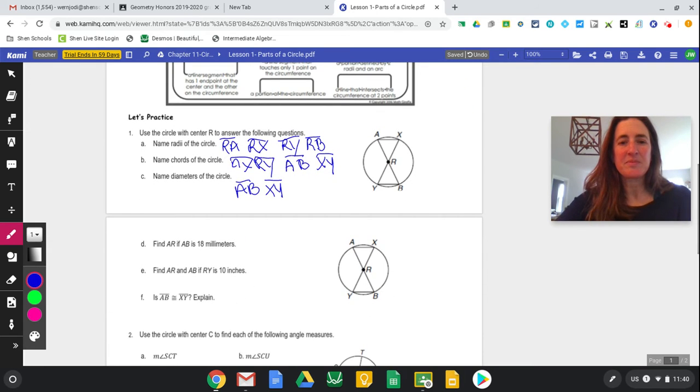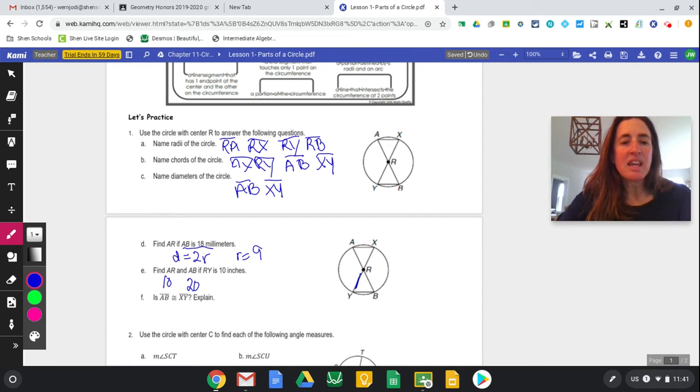Let's try some more. We're using the same picture, and we're looking for AR, and we know AB, the whole diameter, is 18. Diameter is equal to 2 radii, so that means our radius has to be 9 in that case. Super easy. Now it says find AR and AB if we know RY is 10. Well, RY is another radius. So RY is 10, that means all the radii are 10. AR is 10, and AB was the diameter, so that's 20.